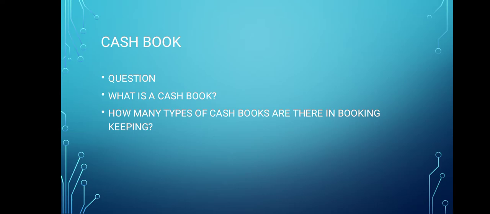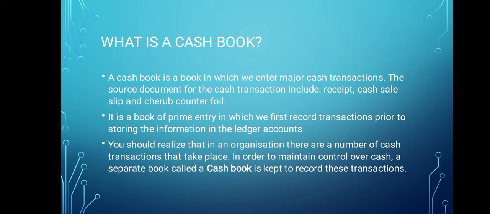The cash book is simple. A cash book is a book in which we enter major cash transactions. The source documents for this cash book include the receipts, cash sales slip, and check counterfoil. That is why you are not allowed to throw away receipts, or your boss, when he sends you out to buy something, will ask you to always bring a receipt. A cash book can also be said to be a book of prime entry in which we first record transactions prior to storing the information in the ledger accounts.